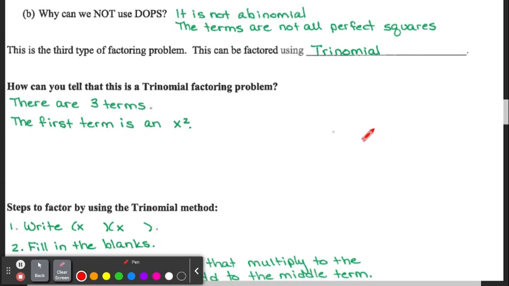So if you want to pause this for a sec, you can. If you want to copy this, how do you know? So there are three terms, more or less, and you can't use this method. The first term is an x squared. If it's a 6x to the third, you cannot do trinomial. If there's anything other than just x squared, that's a different story.